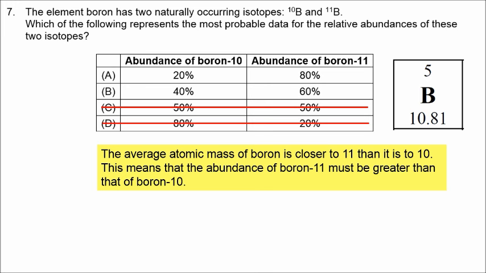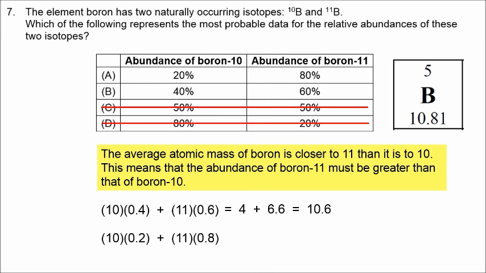As far as whether the answer is A or B, let's take a look at the math, and we can see that even without a calculator, this is fairly simple math for us to do. Starting with choice B, that would be 10, the mass of the boron isotope, times the percent abundance as a decimal, so 0.4, plus the other isotope, 11, times its percent abundance. We get 4 plus 6.6. This is close but not correct. And then finally the correct answer, which is A, we're multiplying 10 times 0.2 plus 11 times 0.8, and we get 2 plus 8.8, which tells us that the correct answer is A.